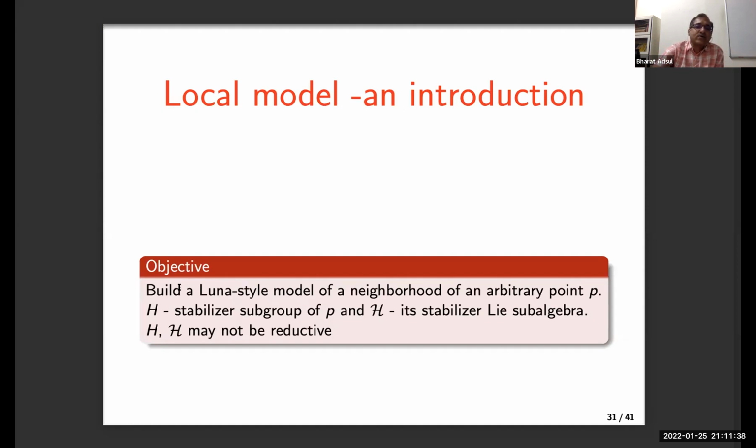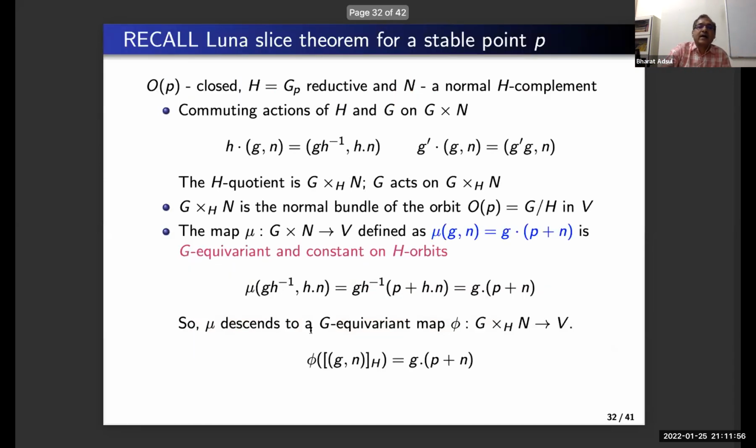So what we would like to do is build a Luna-style model of a neighborhood of an arbitrary point P. Let's look at the stabilizer. H is the stabilizer, and this is the stabilizer Lie algebra. And because P is arbitrary, these may not be reductive. Okay, so this is the setup, and we want to have this model.